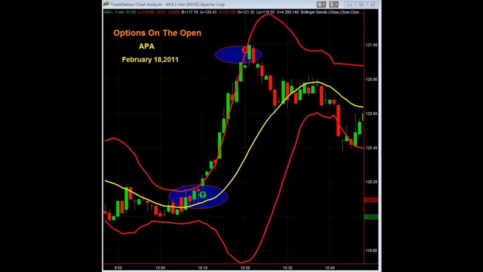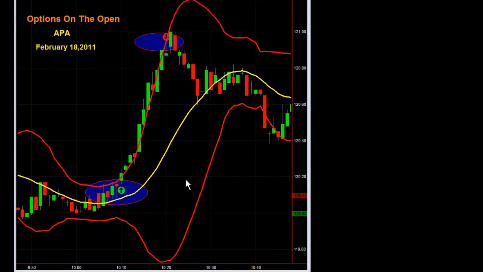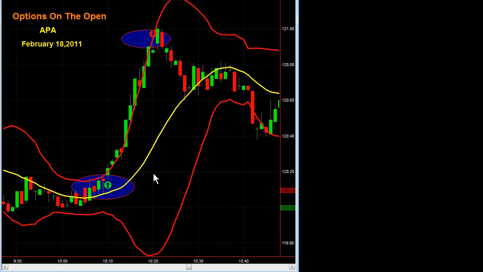The first chart I'm going to show you is Apache Oil, and this was on February the 18th, 2011. Using our indicators for Apache, based on a breakout momentum indicator that we use, along with the Bollinger Band being part of it, the system would have bought right here at around 10:10 at about 120.17. As you can see, it broke above the Bollinger Band, and this is what is so great about a Bollinger Band. Once you break out with the momentum, as long as it hugs the Bollinger Band, we stay with the trade.